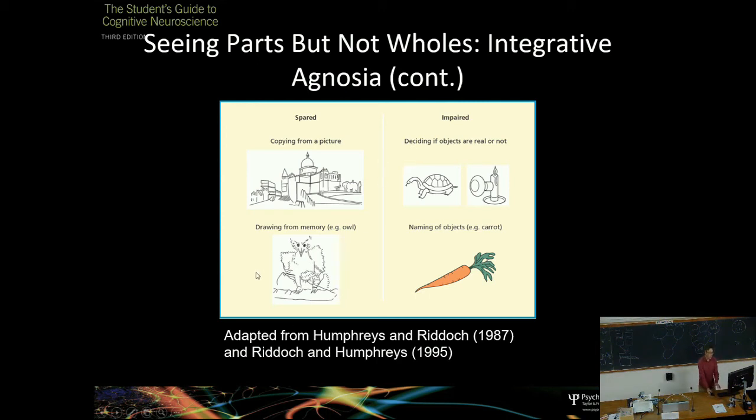Originally, he was able to draw from memory. So this was a picture of an owl. So even though he wouldn't be able to see an owl or recognize it, originally he could draw that, which suggests he had an image of objects in his head that he could reproduce.